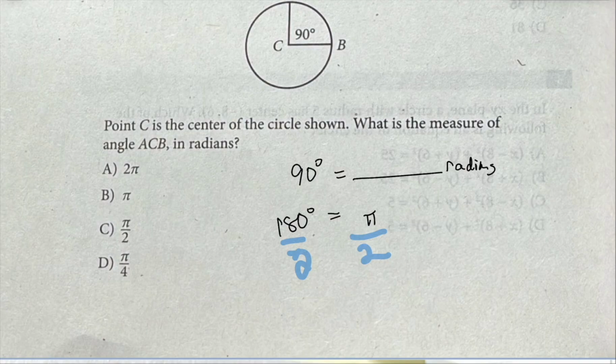So if you cut that in half, 180 degrees divided by 2 is 90, and pi divided by 2 would also be equivalent to 90 degrees. So pi is 180 degrees, and half of a pi is 90 degrees. So that would be that one.